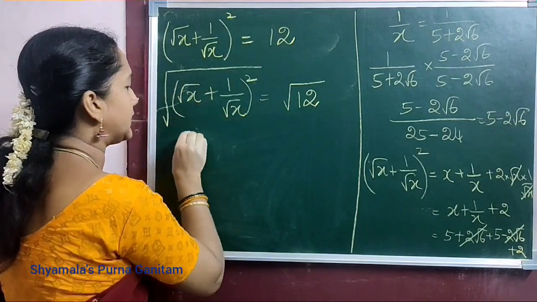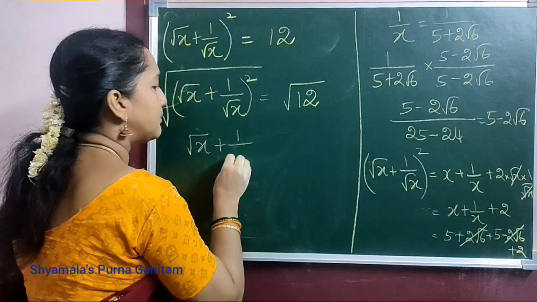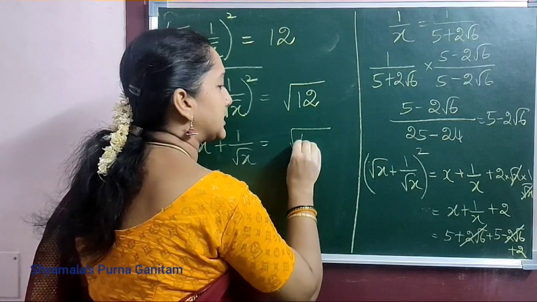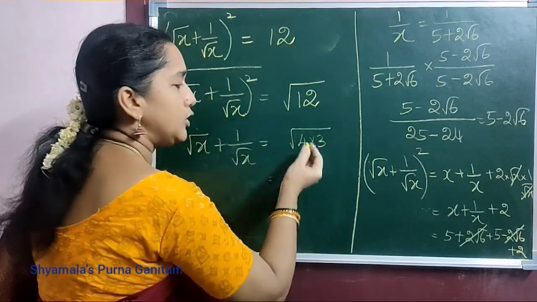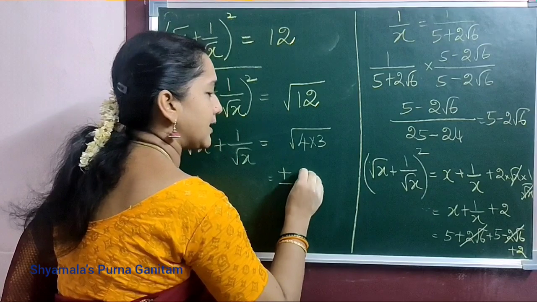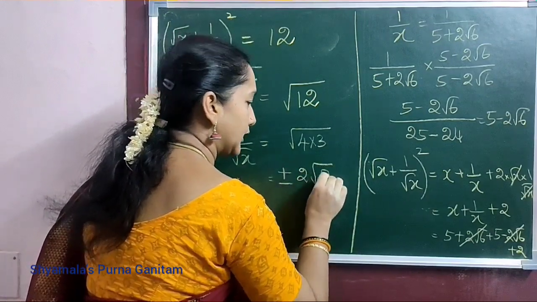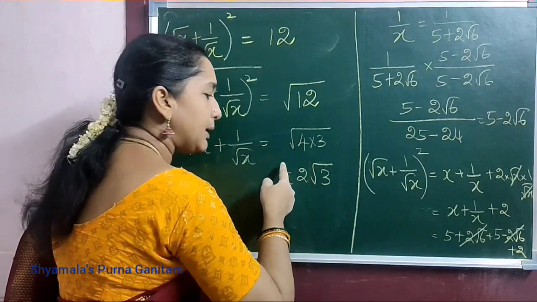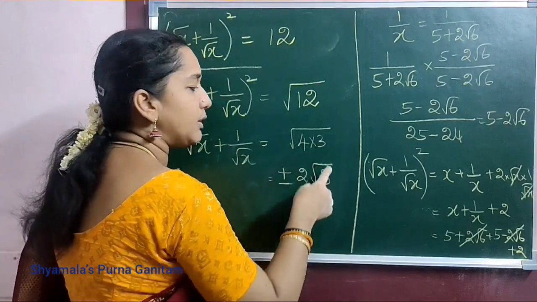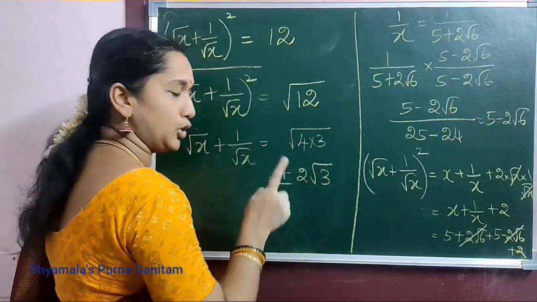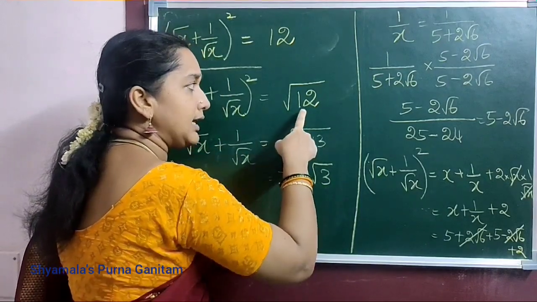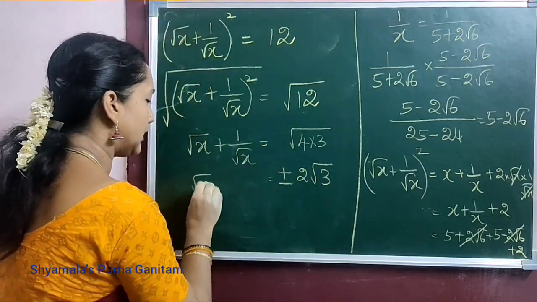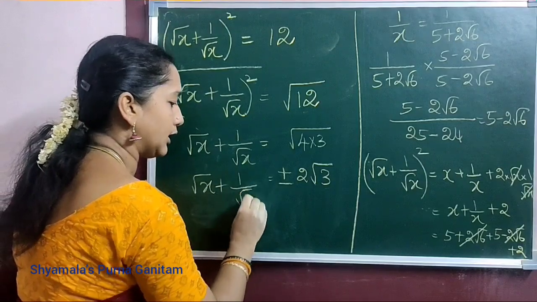So, this one you will get as root x plus 1 by root x is equal to root 12. You can simplify this as 4 3s are 12. So, when you bring this out, you will get plus or minus 2 root 3. That is, when you find the square root of 4, root 4 is 2, that will be plus or minus 2. This 3 will remain inside the root only. So, you will rewrite this root 12 as plus or minus 2 root 3. So, this is the thing they asked you to show in the question.